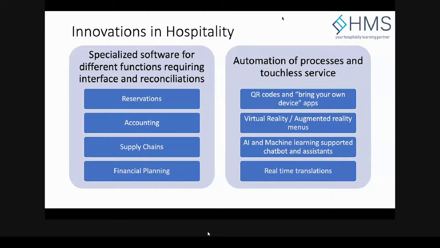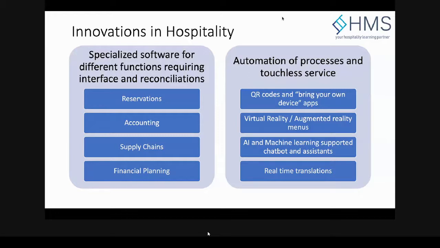Maybe they are looking at the chat in English, or in Hindi, or in any other language. But the guest is looking at that chat in their own language. So there is a real-time translation happening between the guest and the reservation agent. So that's a very innovative way of hospitality, which is being done now.